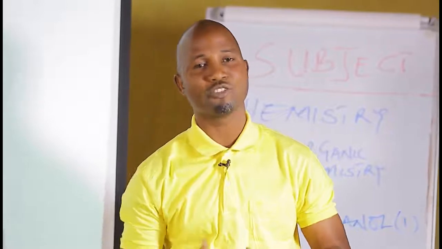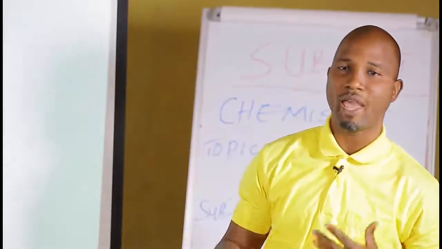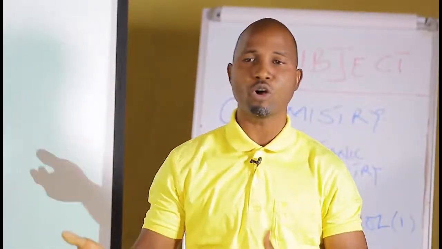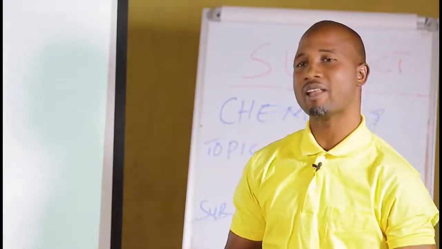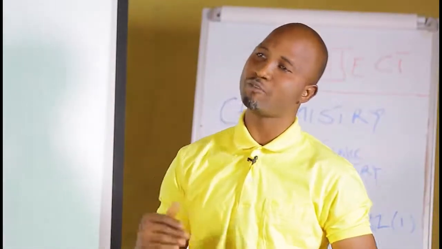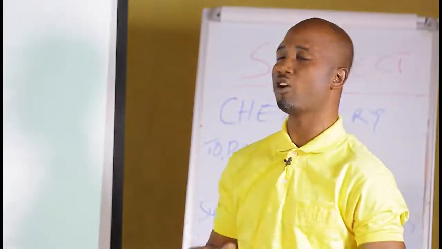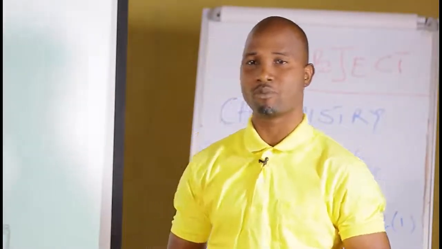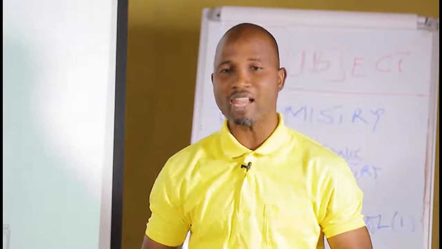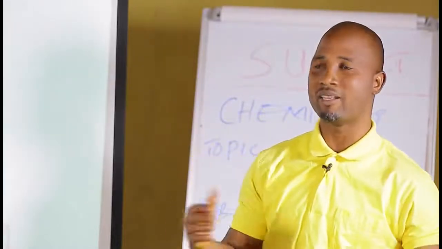On chemistry today, we'll be looking at organic chemistry, another aspect of organic chemistry known as the alkanols. Previously, we have discussed hydrocarbons and all the homologous series that are under the hydrocarbons. Today we'll be going further to look at another homologous series that is not a hydrocarbon, meaning that it contains elements other than carbon and hydrogen.